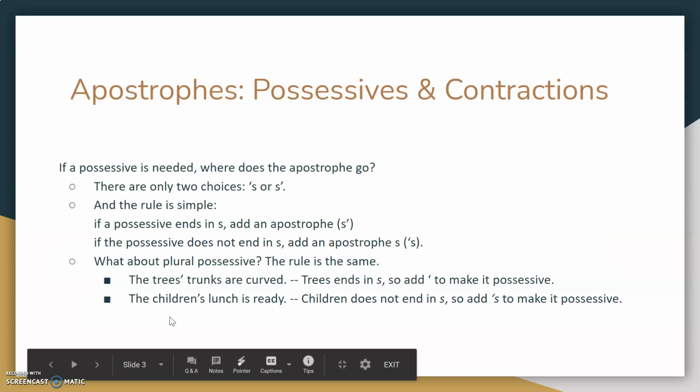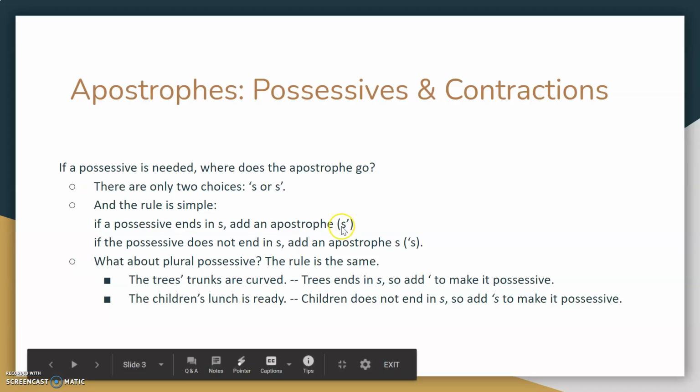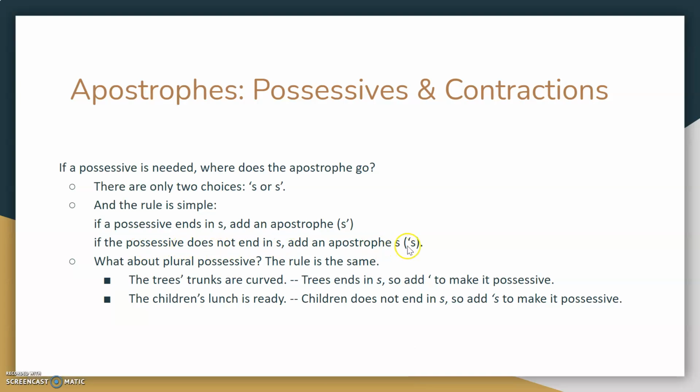All right, so once you've decided that you're dealing with a possessive noun and you know you need an apostrophe in it, the question is, where does that apostrophe go? You've heard this before: there's apostrophe S, there's S apostrophe. Here's the thing. I think the rule is very simple, and sometimes we just make it harder than it needs to be. So it's the one simple rule. If the word ends in S, add an apostrophe at the end. That will look like this, S apostrophe ending. If the possessive word does not end in S, then you have to add an apostrophe S.